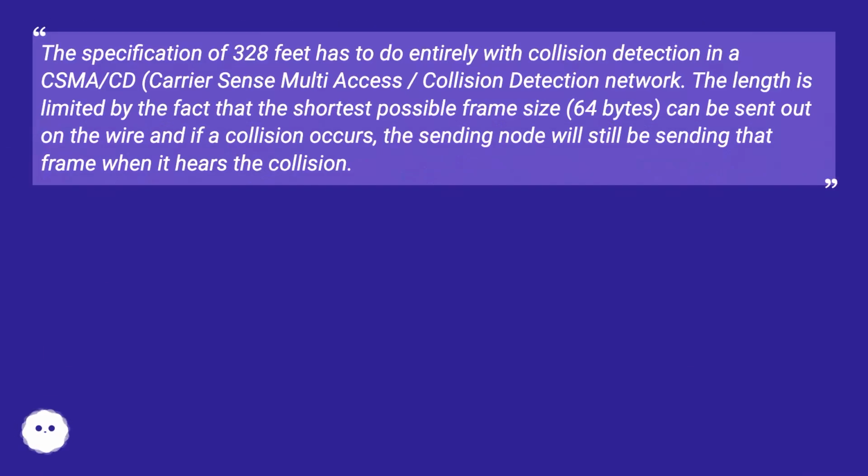The specification of 328 feet has to do entirely with collision detection in a CSMA/CD (carrier sense multiple access/collision detection) network. The length is limited by the fact that the shortest possible frame size, 64 bytes, can be sent out on the wire, and if a collision occurs, the sending node will still be sending that frame when it hears the collision.